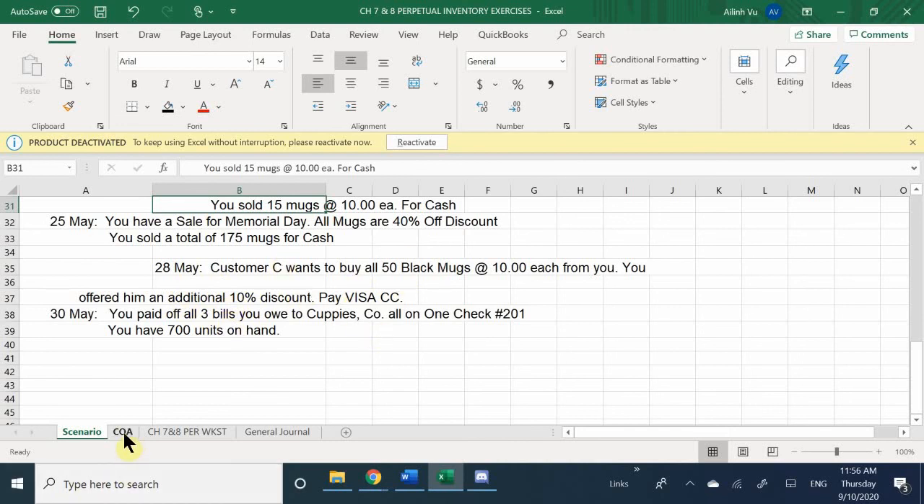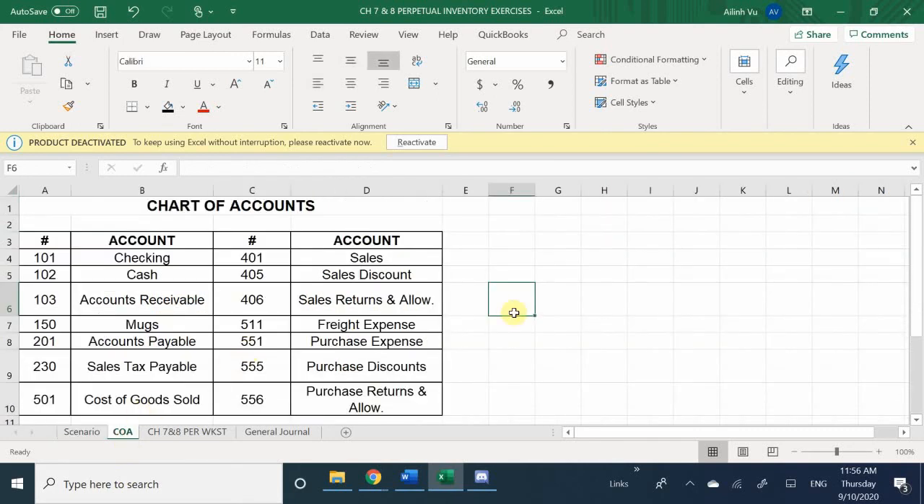So in this case, what is going to happen? What happens when customers pay on a Visa credit card? Goes to checking. It automatically goes to your bank. All right, the way you set it up, it goes automatically to your bank. So in this case, we're going to be using checking as a form of payment. All right. He's also received a little discount from us, right? So we have to include a sales discount. And he's purchasing all 50 black mugs.